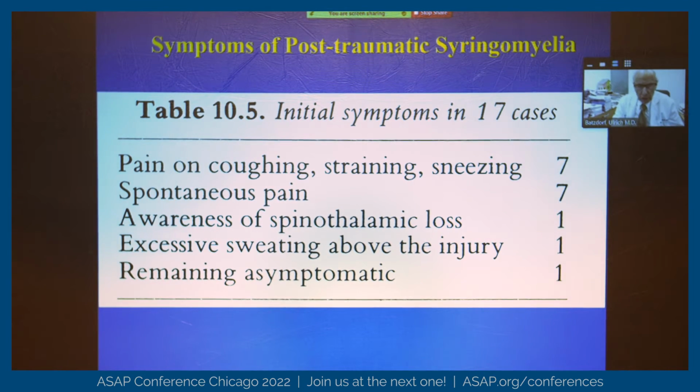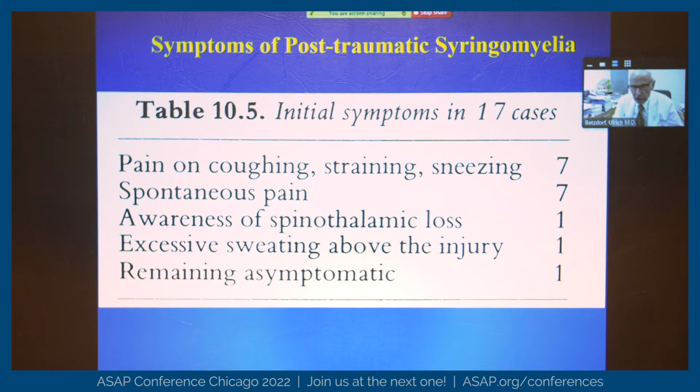So this is from an old paper, but it highlights the importance of the symptoms and pain on coughing or straining and sneezing. It is one of the more common ways in which post-traumatic syringomyelia develops. Pain, spontaneous or loss of sensation, and excessive sweating above the level of the injury, because sweating is not possible below the injury, are all common symptoms. Next, please.